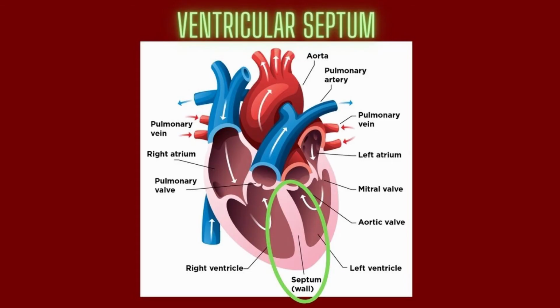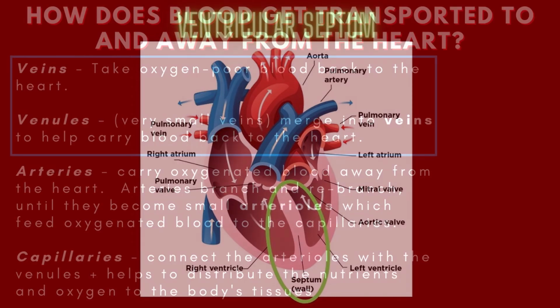The right and left ventricles are divided by a thick wall known as the ventricular septum. This is in order to prevent oxygenated and deoxygenated blood from mixing. The walls of the left ventricle are thicker as it has to pump blood to all the tissues, compared to the right ventricle, which only pumps blood as far as the lungs.